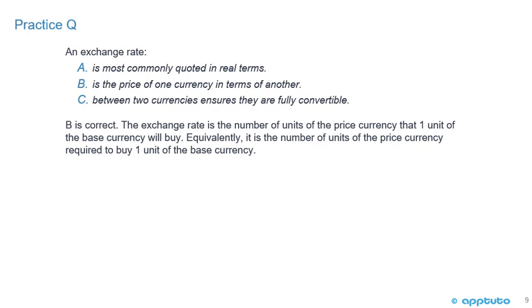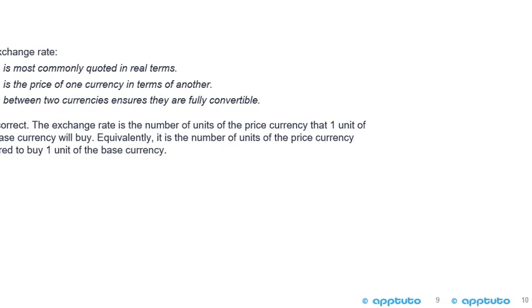So you've got the price in the base, and that's why we say it's the price in the numerator. So it's the price of one currency in terms of another, which is the base. So the exchange rate is the number of units of the price currency that one unit of the base currency will buy. So as I said, I make the denominator 1. Equivalently, it's the number of units of the price currency required to buy 1 unit of the base currency.